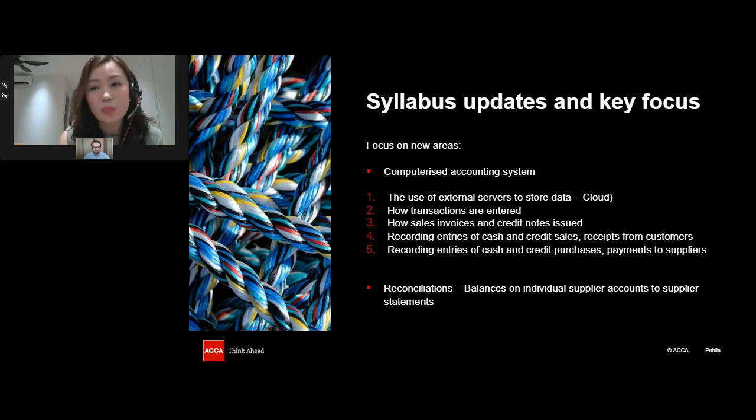So because of this, we have to be more focused on this part, especially looking at how transactions are being recorded. Because moving on, we also get to see some of the examples: how sales invoices, credit notes are issued, recording of the entries of the cash and credit sales, receipts from the customers, and the same goes for the cash and credit purchases, payment to the suppliers.